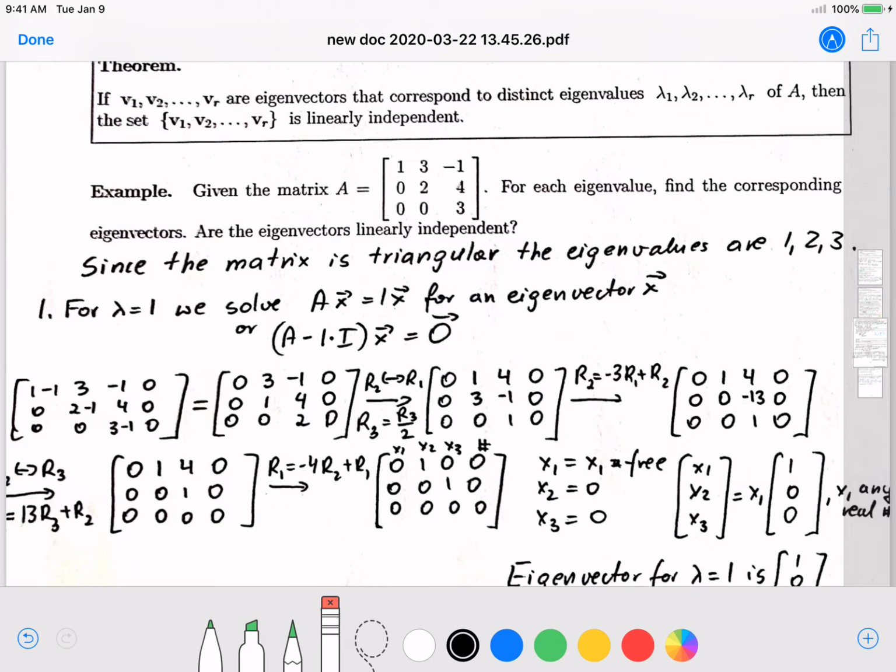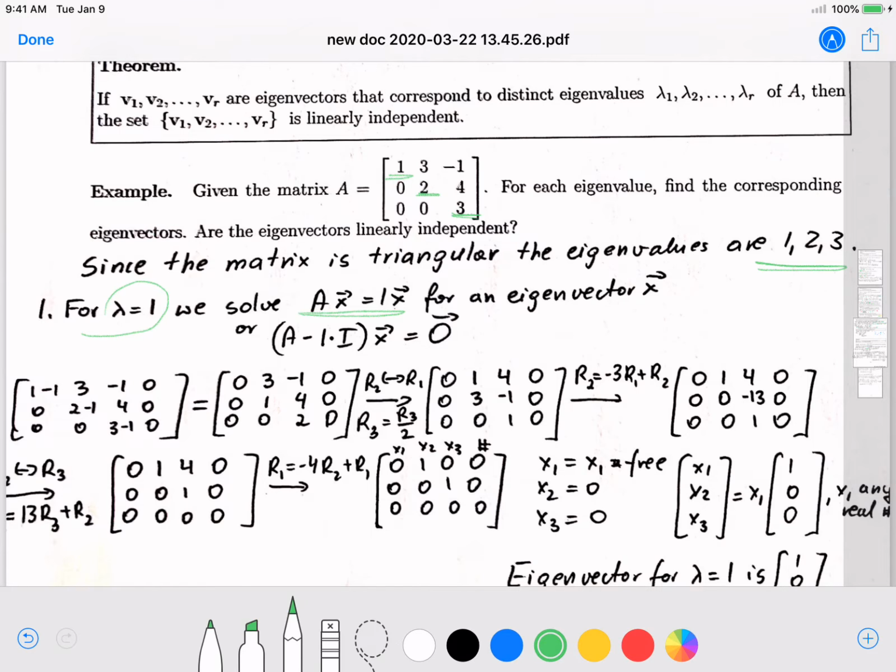For the given matrix A and the given eigenvalues, find the corresponding eigenvectors. Are the vectors linearly independent? So we have a triangular matrix. We know that the eigenvalues are the numbers on the main diagonal. So the eigenvalues of the matrix are 1, 2, and 3. To find eigenvectors, we need to solve the equation Ax equals lambda x. So let's find eigenvectors corresponding to lambda equal 1.